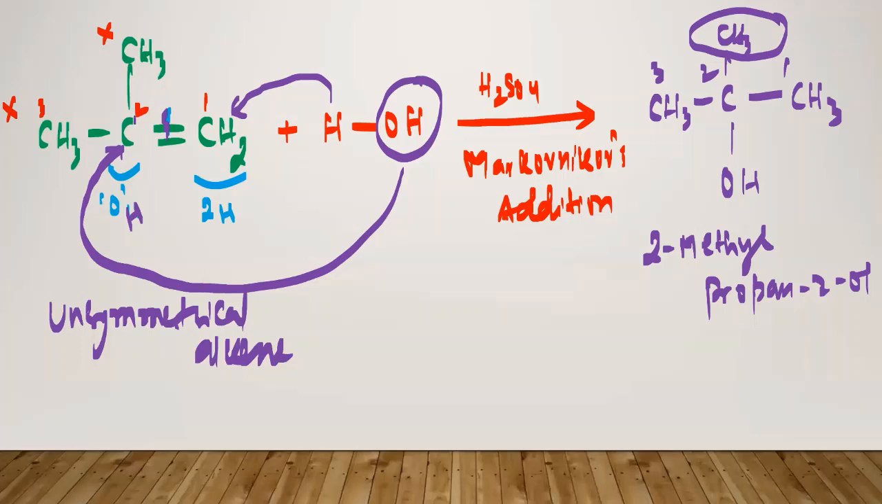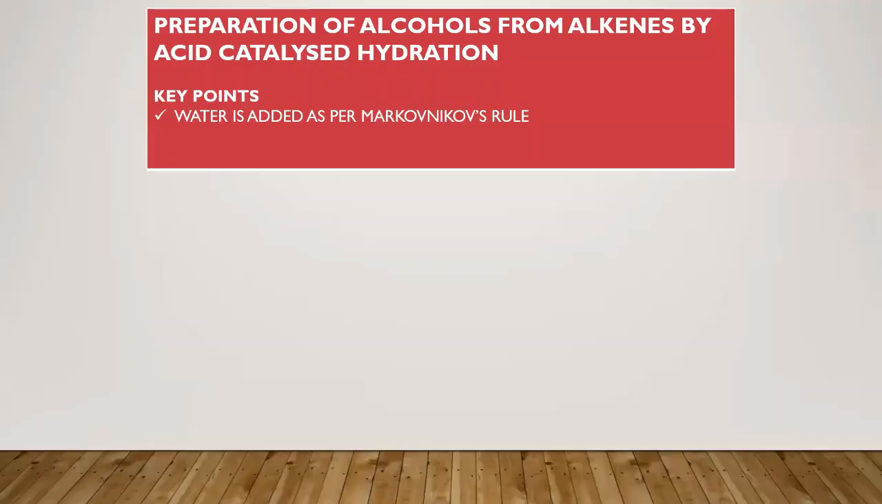The name of this alkene will be 2-methylpropene. So an unsymmetrical alkene we have taken, and we have added the water to it as per Markovnikov's addition in presence of an acid which is acting as a catalyst, and we got 2-methylpropan-2-ol, my dear friends. Dear students, you have learned the preparation of alcohols from alkenes by acid catalyzed hydration, and you have followed the Markovnikov's rule when you were adding the water to an alkene.